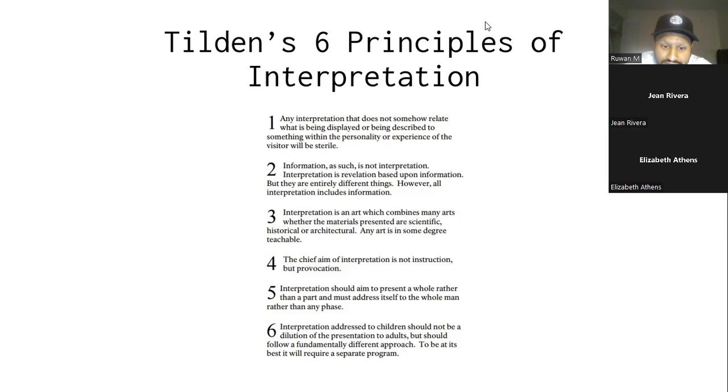Six, interpretation addressed to children. By the way, this is the one that I'm most interested in, the one that I talk about most with all of the NPS workers, VEAs, and docents. Interpretation addressed to children should not be a dilution of the presentation to adults, but should follow a fundamentally different approach. To be at its best, it will require a separate program.